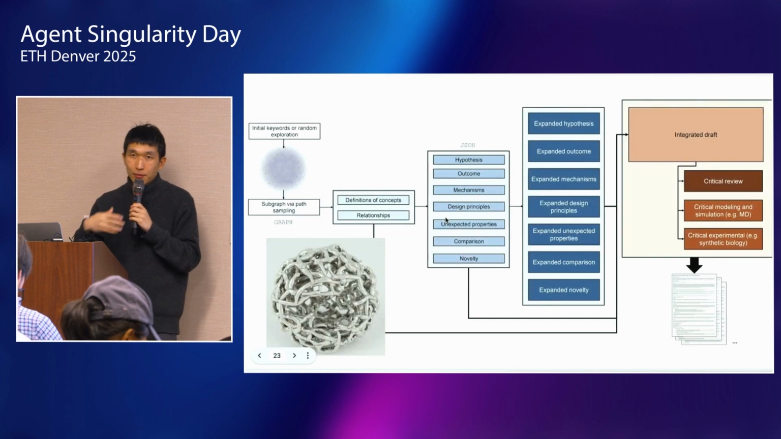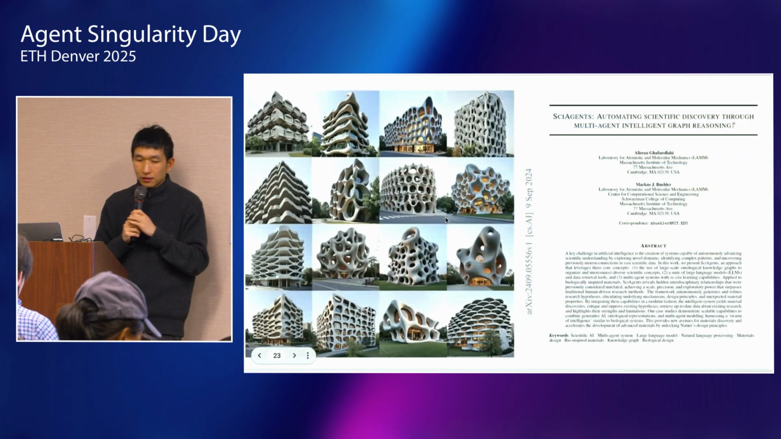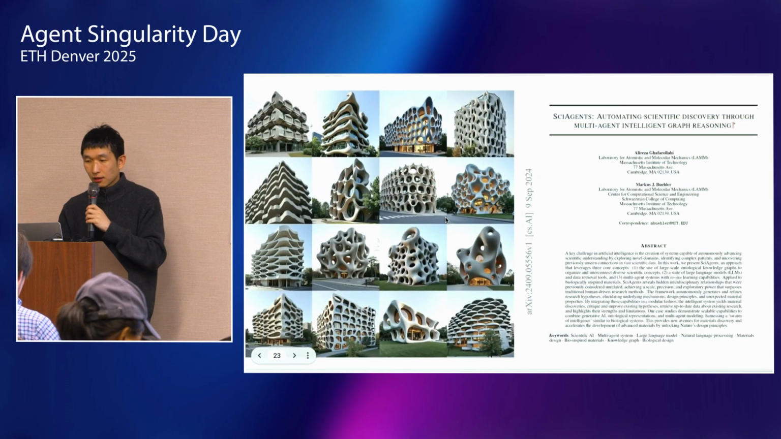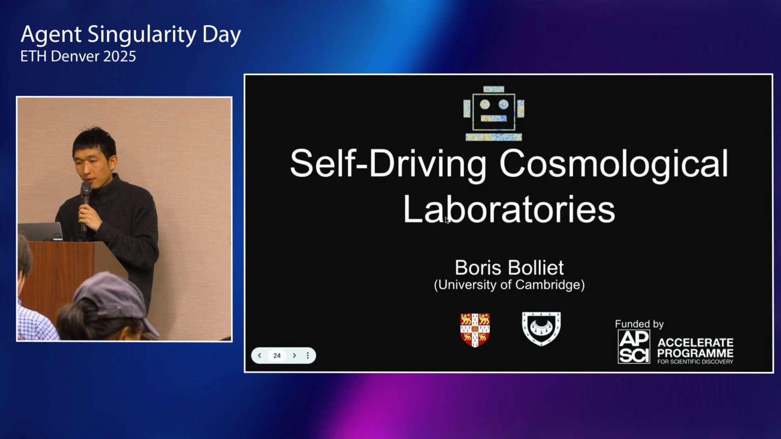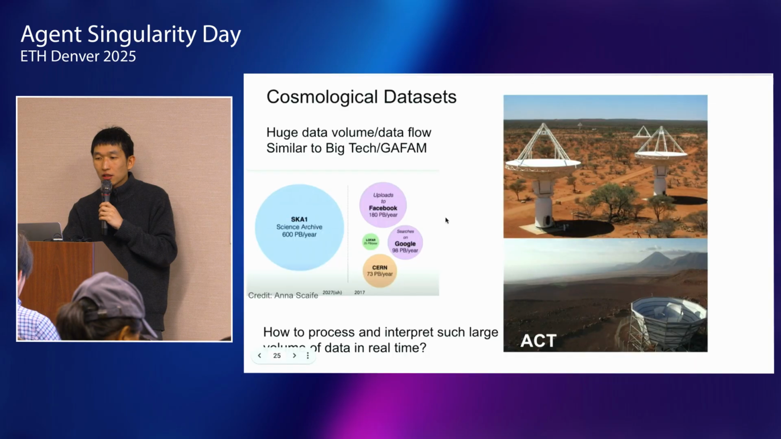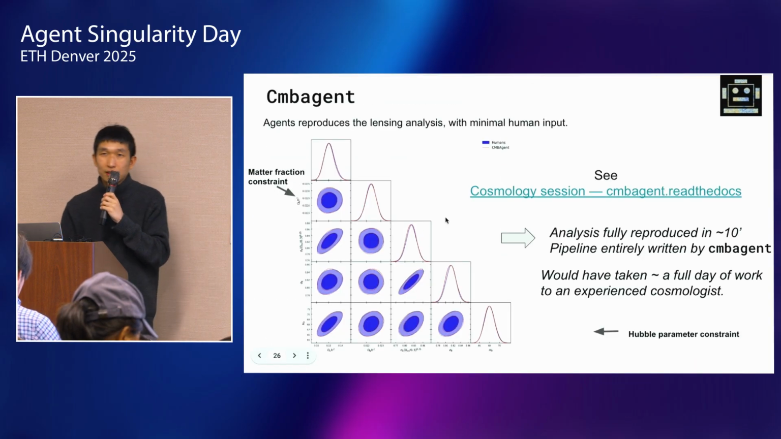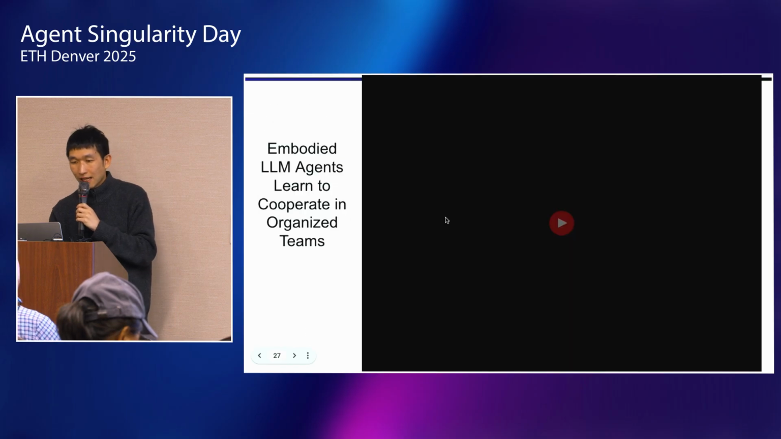And often do that better than human scientists because they can overcome the narrow knowledge of a single human scientist. And similarly, people have been using AG2 for cosmology data analysis, and also reduce a full day of work to just 10 seconds, so tens of seconds.